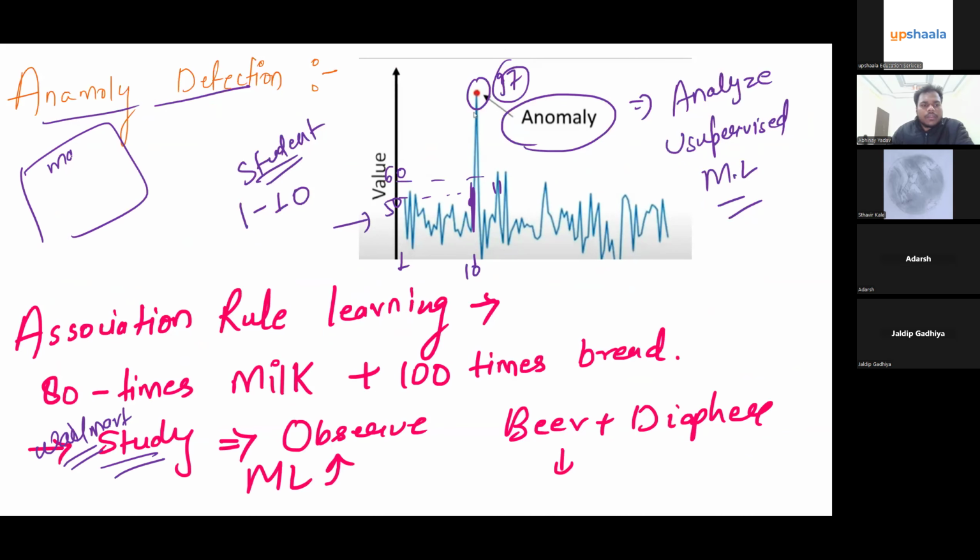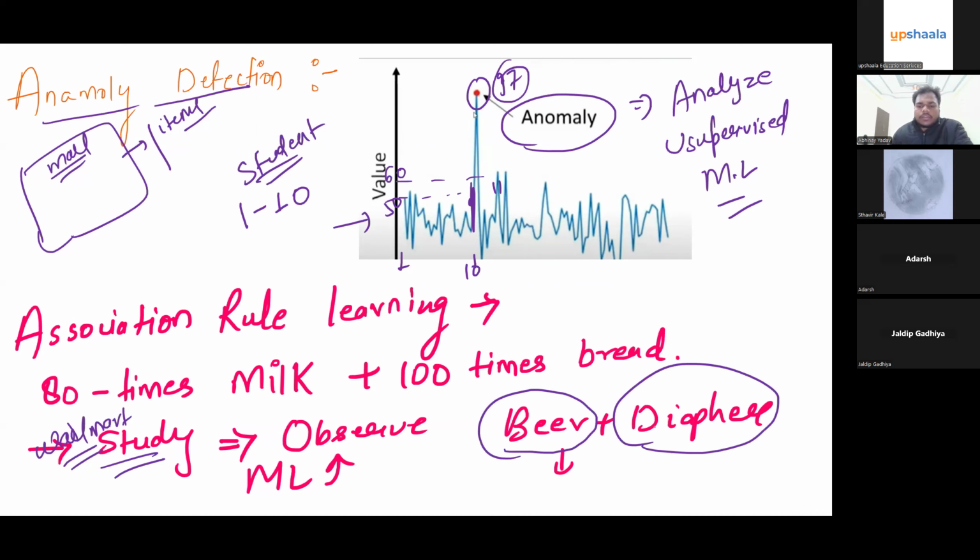In a mall, there was a list of items, a large number of items. What people observed was that beer and diaper, these two things, when the owner of the shop put them together, were the things that mostly sold. That kind of thing is known as association rule learning.